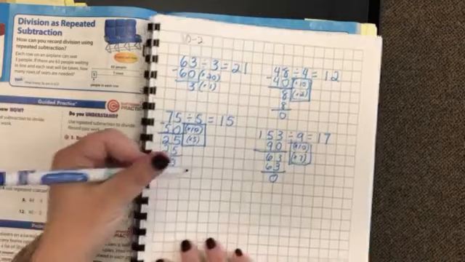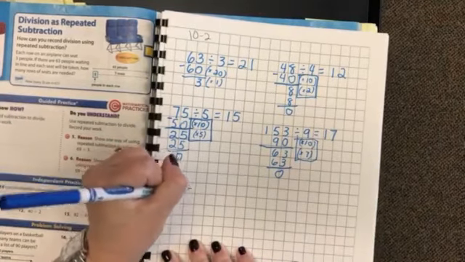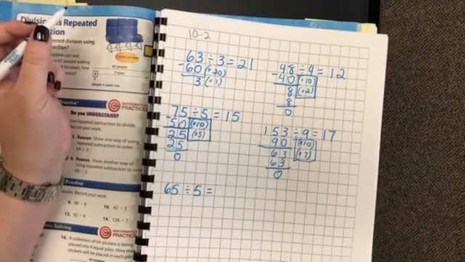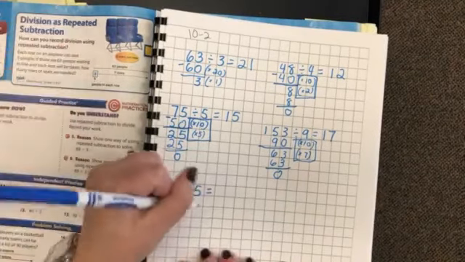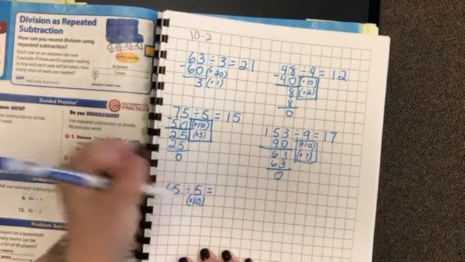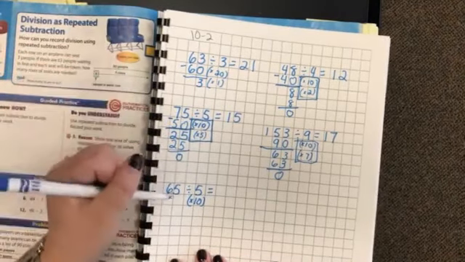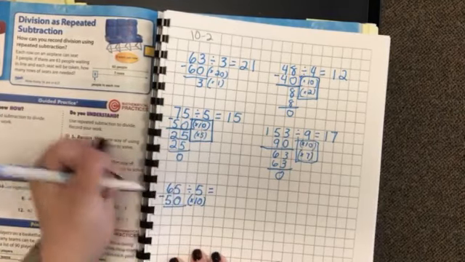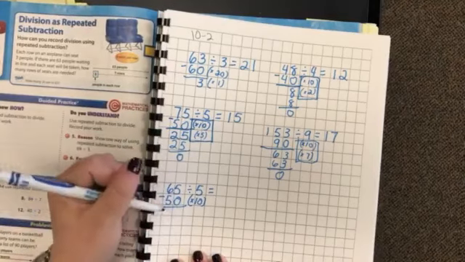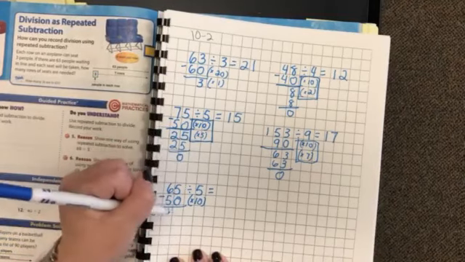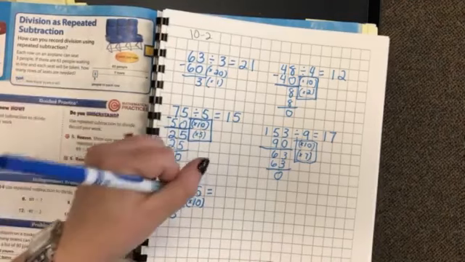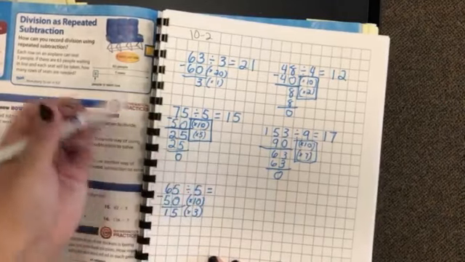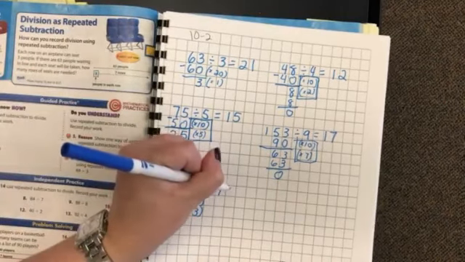65 divided by 5. Okay, what's my first step? Times 10. So then what do I do? I multiply 5 times 10 and write it underneath the 65. And then I subtract it. 65 minus 50 is 15. What times 5 is 15? 3. Okay, so now what do I do? Add them up. 13.